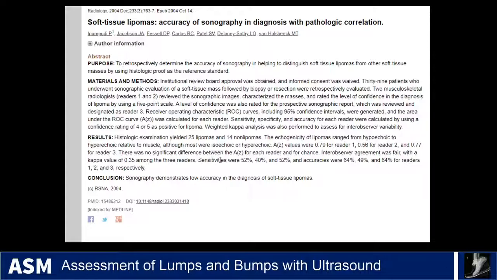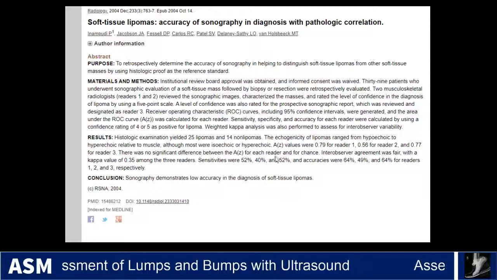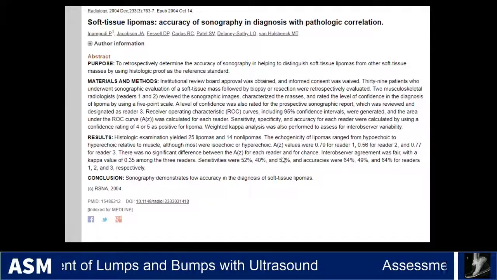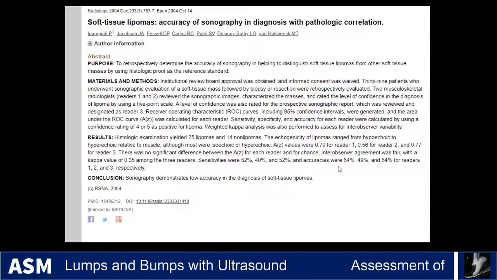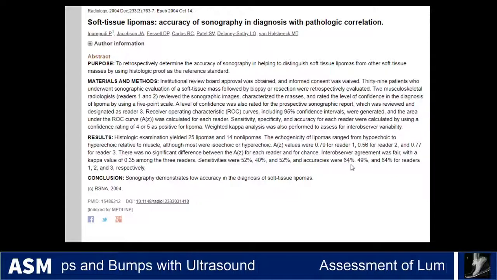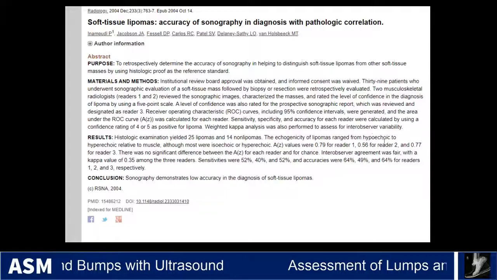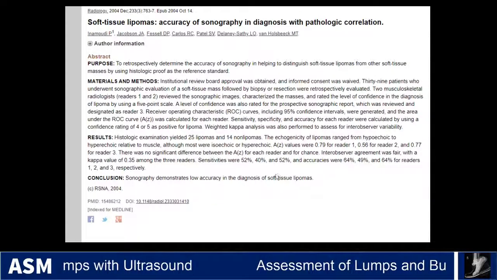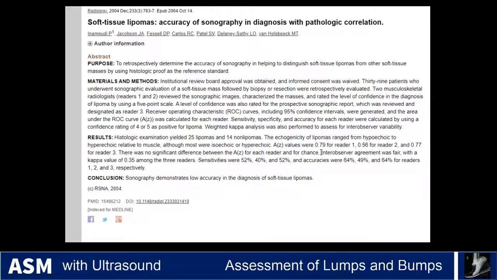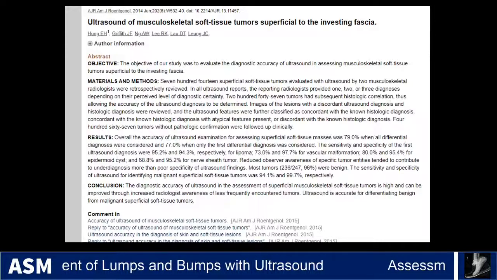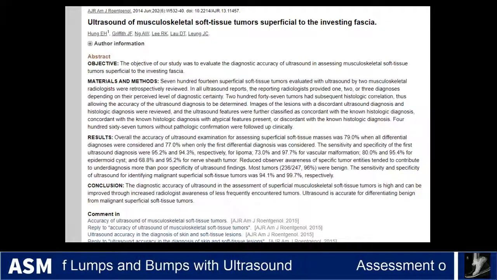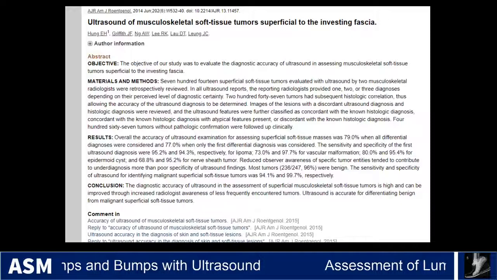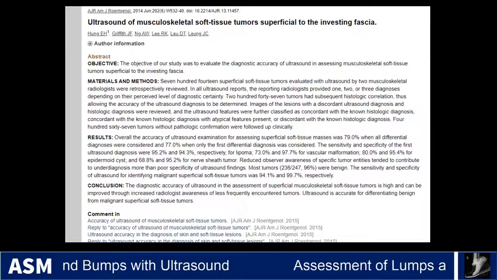And then getting down to, I think, the more important parts here. The sensitivities for reviewers 1, 2, and 3 range from the 40s to 50s, so somewhat low, and the accuracies are in the 40s and 60s here. So just keep these numbers in mind as we move forward toward other papers. This second paper is from the American Journal of Radiology, or AJR, and it was published in 2014.